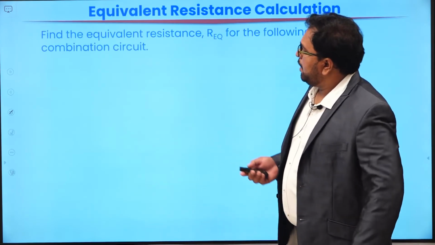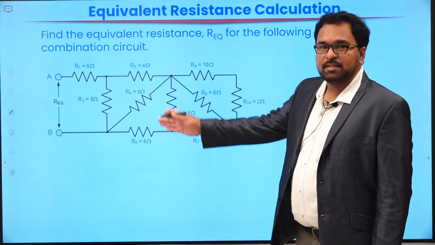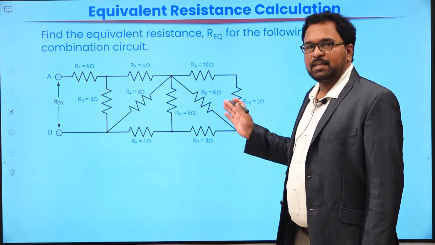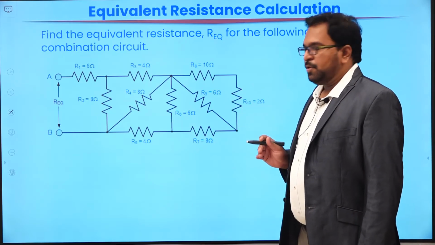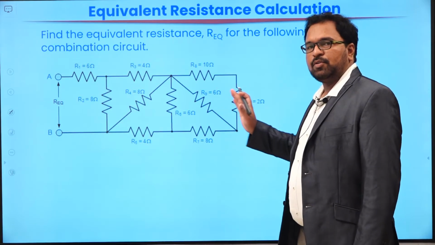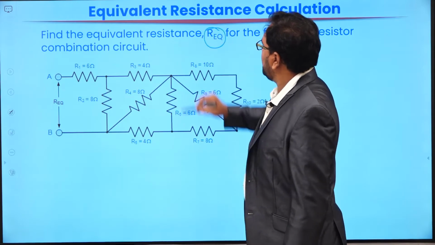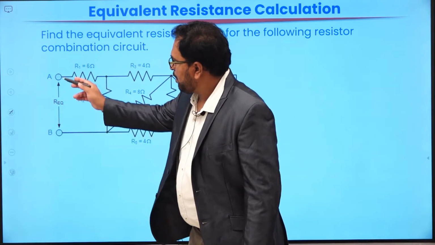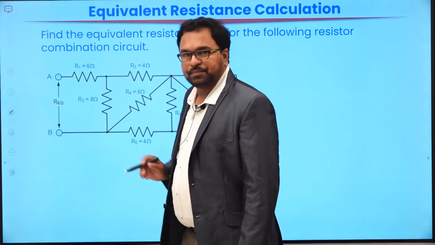Now let us take a combinational circuit. Here, if you see in this circuit, there are several combinations of resistors. The resistors are either connected in series or in parallel. The first step to solve such problems is to identify the total nodes in the circuit. In this problem, they ask you to calculate the equivalent resistance between the terminals A and B.